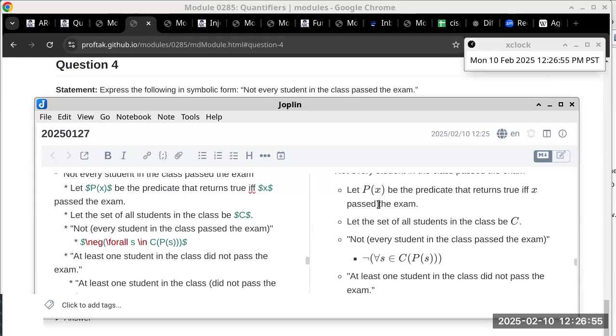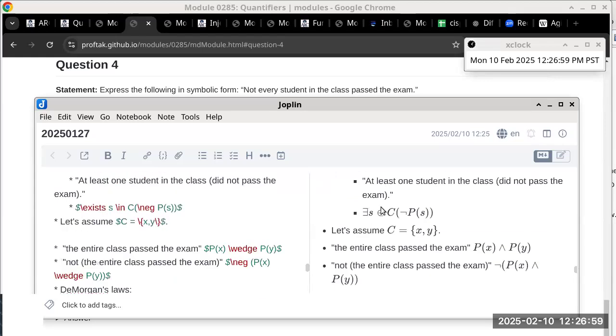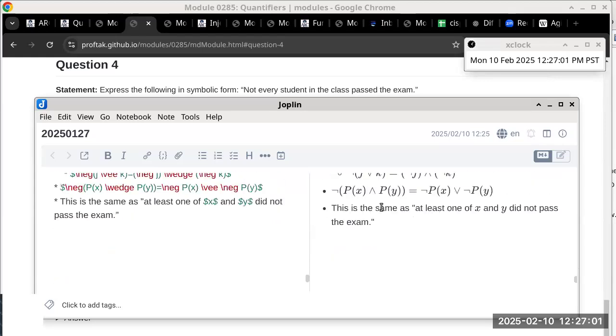Can you use what? Yeah, sure. As long as it is defined, it's fine. But the whole point of this discussion is that now I transform the entire thing back to at least one, which is the existential quantifier, of X and Y did not pass the exam, which is P of something is false.